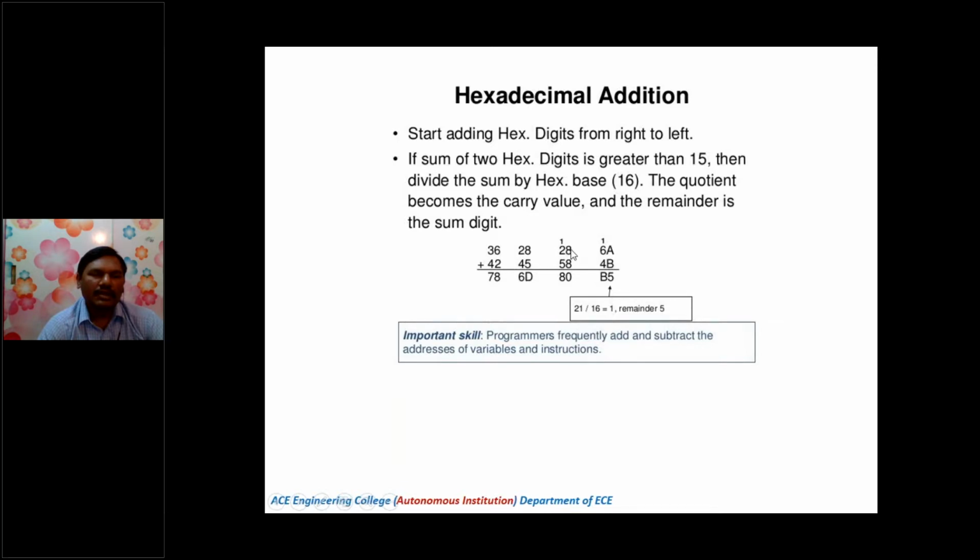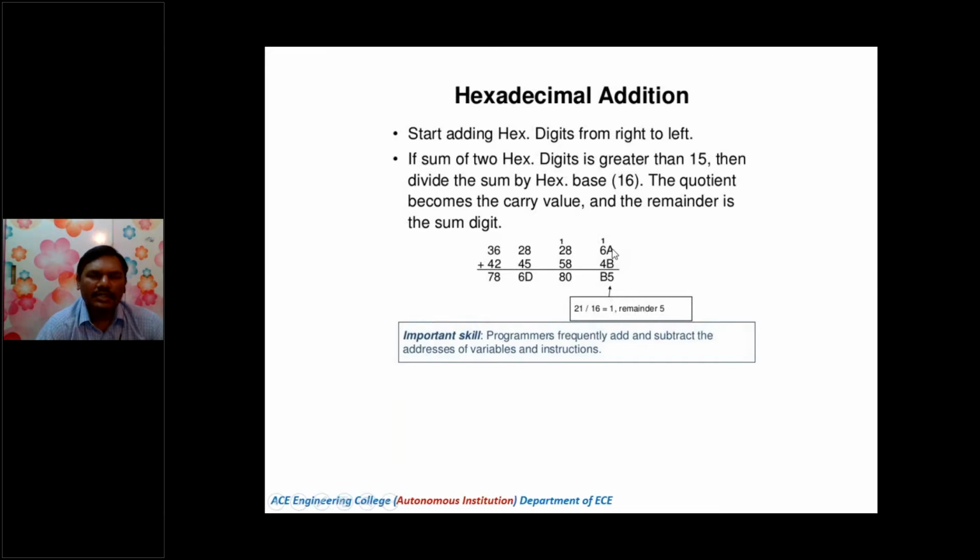And the third one, 28 with 58, add 8 and 8. How much? 16. If the value is greater than 15, divide by 16. Then the remainder will be placed here and the coefficient here. If you divide 16 by 16, the remainder is 0 and the coefficient goes here, because 10 is the equivalent of 16 in hexadecimal. That's why here we're writing 10. The next one is 2 plus 3 and 3 plus 5 is 8.